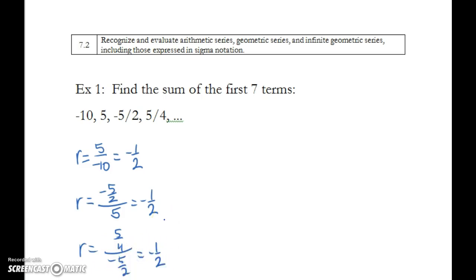Stop and check this with the calculator. Make sure you're getting these same values. You probably want to put your fractions in parentheses on your calculator unless you have one of the newer models. Alright, since we have a ratio that's common, it's always negative 1/2, we know that it's geometric. And our job is to find the sum of the first 7 terms. So the formula for the sum of a geometric sequence is the following.